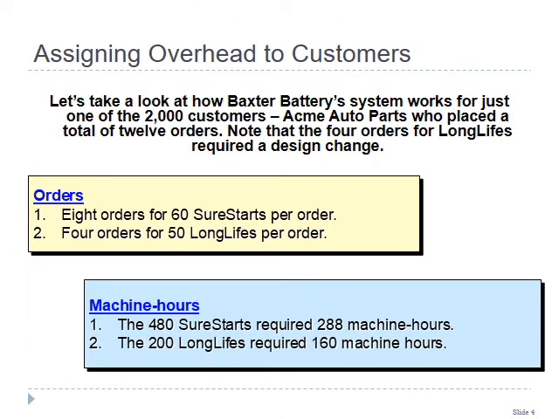So let's further elaborate our example of ABC. Let's take a look at how Baxter Battery Systems works for one customer among 2000 customers. There is one customer, Acme Auto Parts, who placed 12 orders. Note that 4 orders for long life required a design change. It means among the 12, 4 belong to long life.